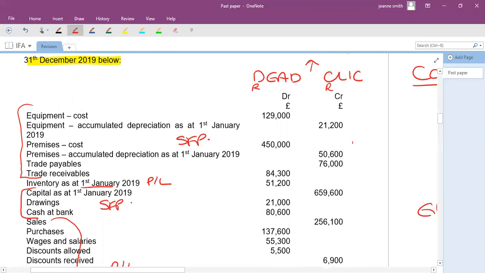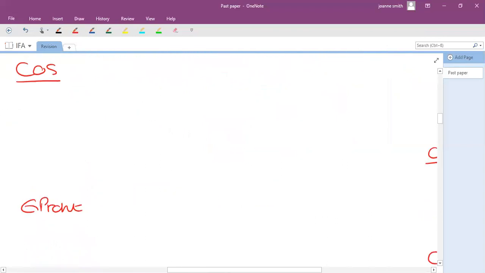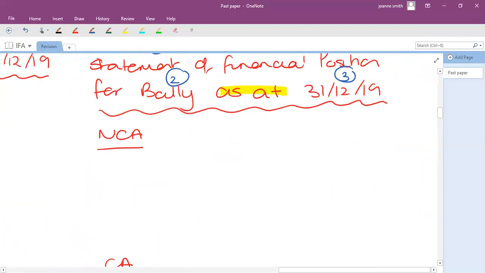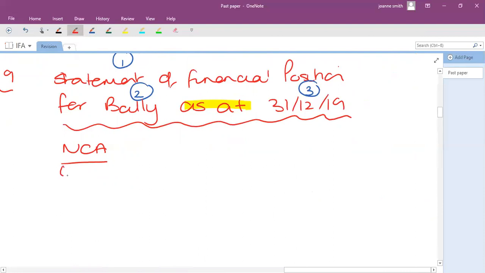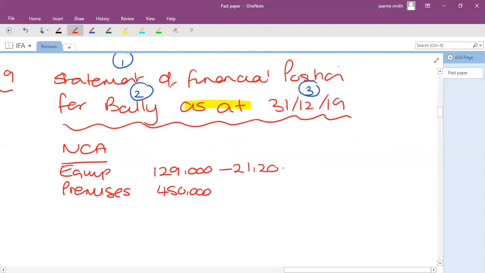So equipment and premises are both examples of non-current assets. So we're going to copy those numbers straight onto the statement of financial position, and we're going to copy them onto the non-current asset heading. So we're going to have a heading for equipment, a heading for premises. And all I'm going to do is I'm going to write down the cost for each, which is in your debit column, and then I'm going to deduct the depreciation.